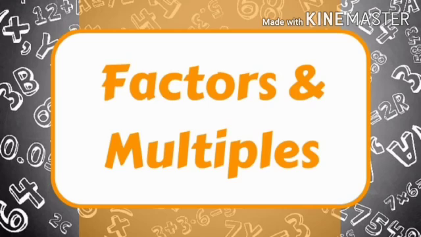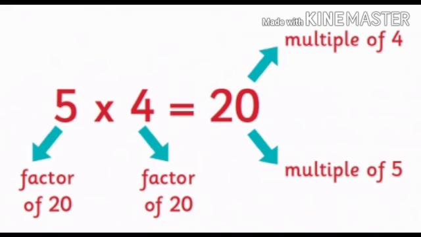To find out the difference between factor and multiple, we take some examples. Let we have a number 20. We can write it as 5 into 4 is equal to 20. Students, here 5 is a factor of 20 and 4 is also a factor of 20, and 20 is a multiple of 4 and a multiple of 5.